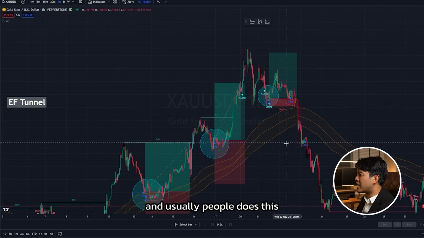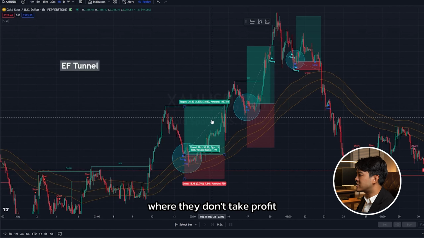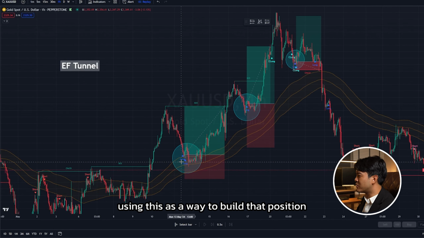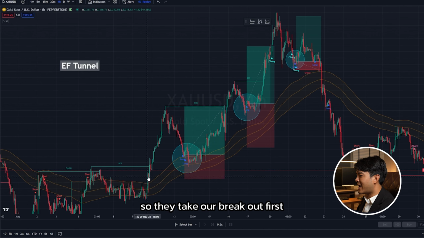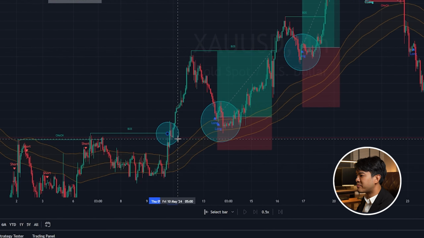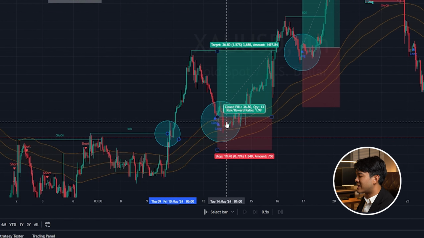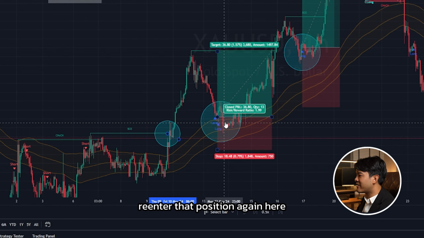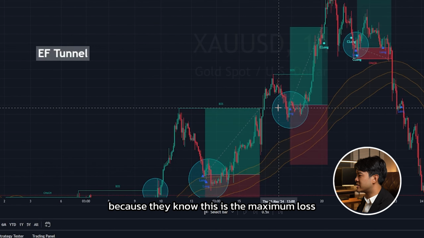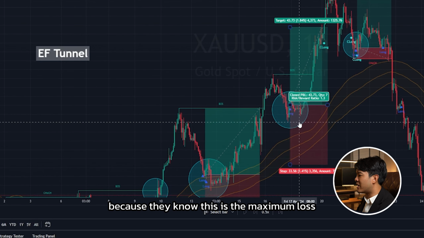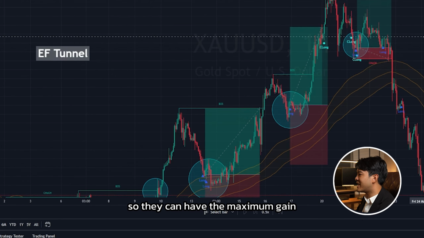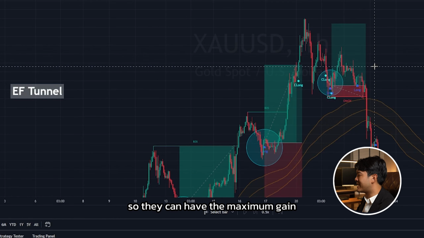And usually people do this where they don't take profit, but they are using this as a way to build their position. So they take their breakout position first right here. Re-enter their position again here and keep adding on, compounding their position because they know this is the maximum loss, and when they have that they can keep compounding their position so they can have the maximum gain.